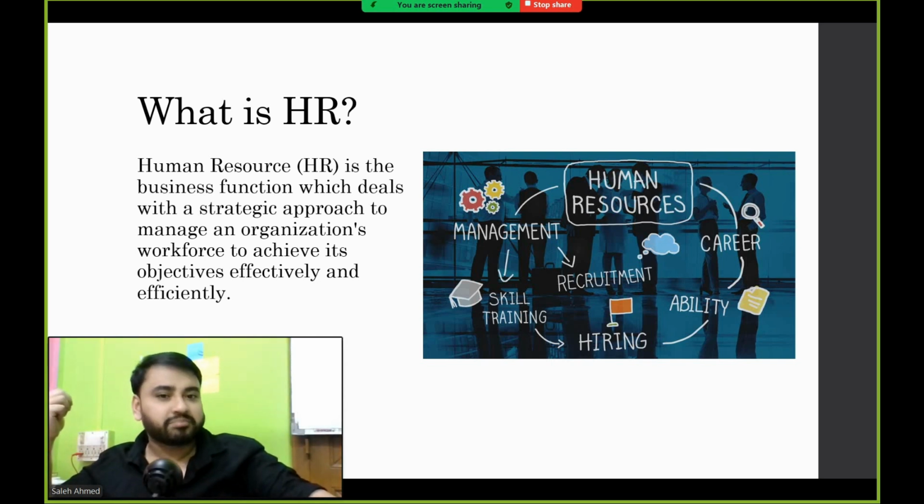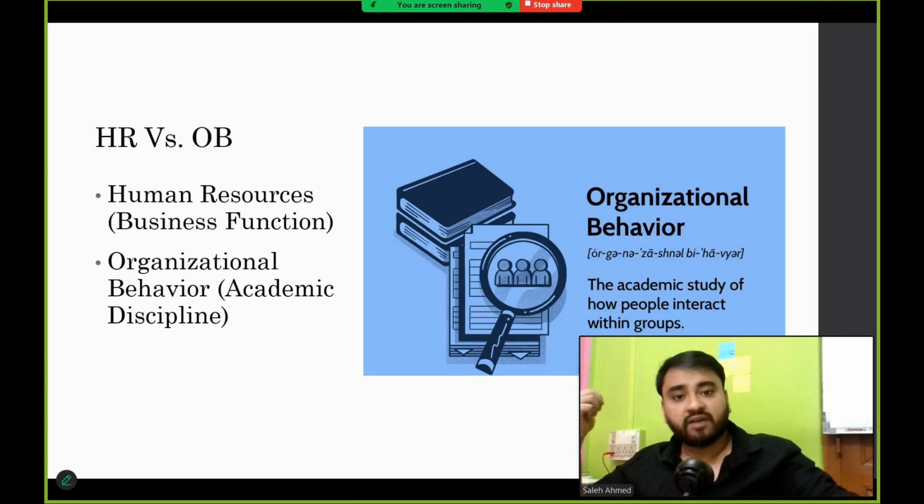So why am I telling HR as a business function? Because many a times we get confused between HR and OB, which is organizational behavior, right? So from now onwards we have to be very careful about the difference between HR and OB. HR is a business function, and the academic discipline or the academic study which deals with all this human resources stuff is organizational behavior or OB, right?